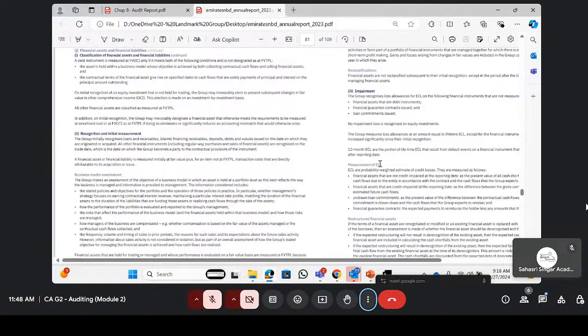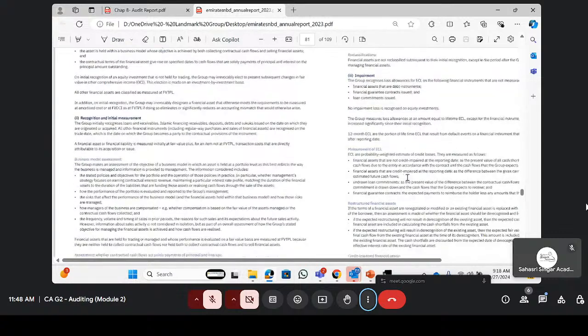See, ECL, expected credit loss. As I told you, as per IFRS 9, for the bad debts provision, they have to impair the provision. So they have to pass it on. For this ECL, they have to use the weighted estimate of the credit losses. This approach is followed. So you have to be very cautious on this. Okay, but some things are not there.